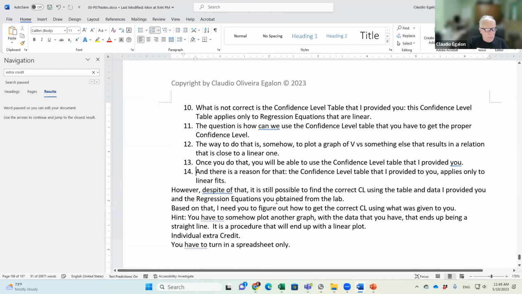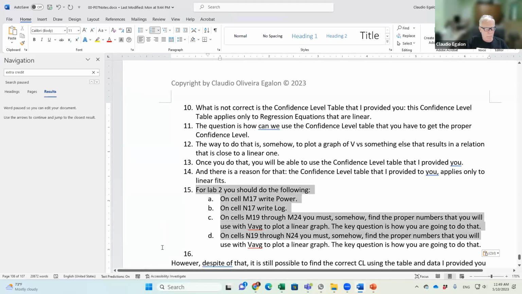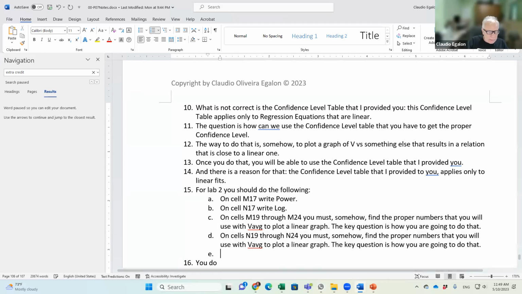Let me put this one, it is in the wrong place, right here. For lab 7, you must do something similar. You do something similar for lab 7. For lab 2, once you do that, plot not the average, plot power versus the average. Get your R's, get the regression equation and R square.